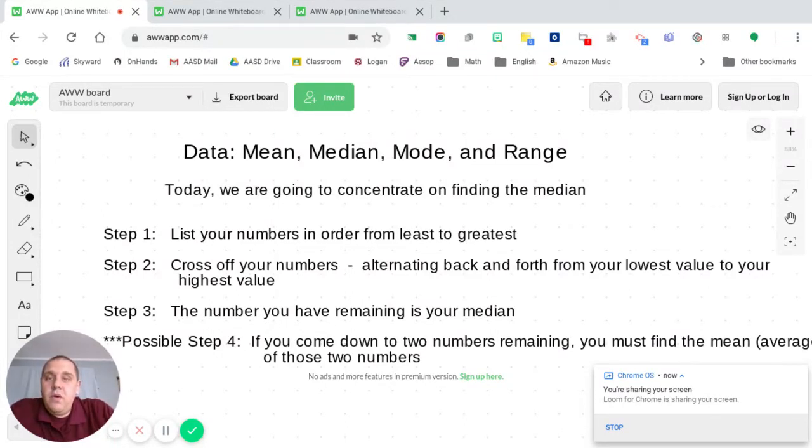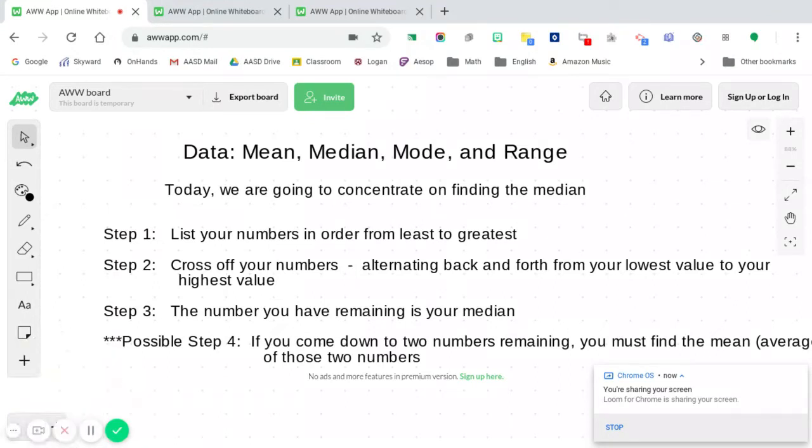Today we are going to be focusing on mean, median, mode, and range, and today we're concentrating specifically on how to find the median of a list of data. So let's take a look here. As you see on the screen, we have three, possibly four, easy steps to finding the median of our data.